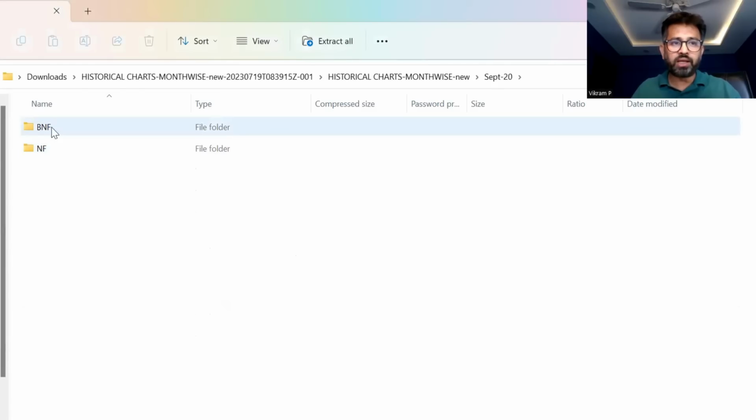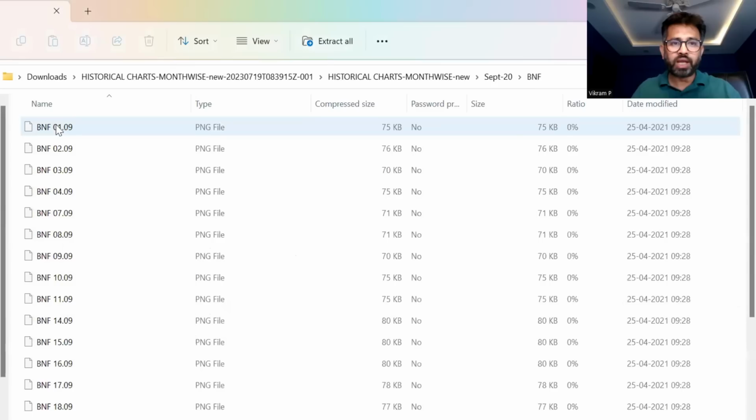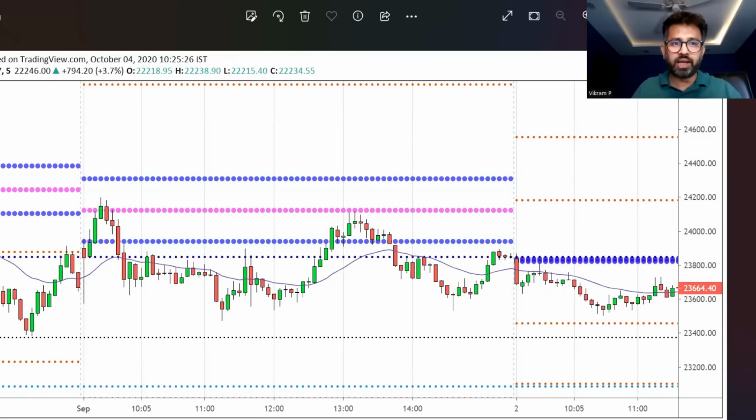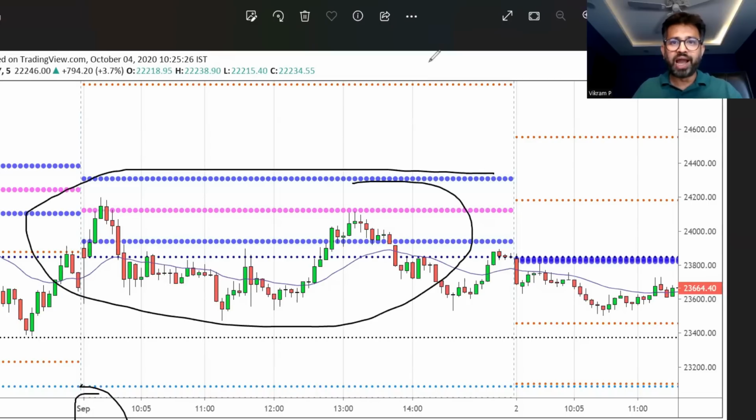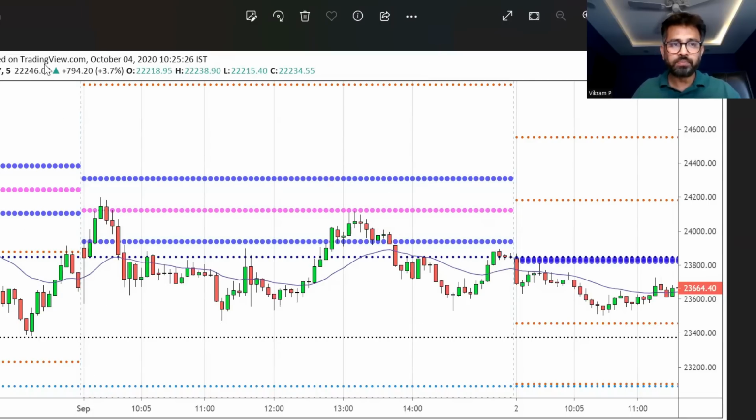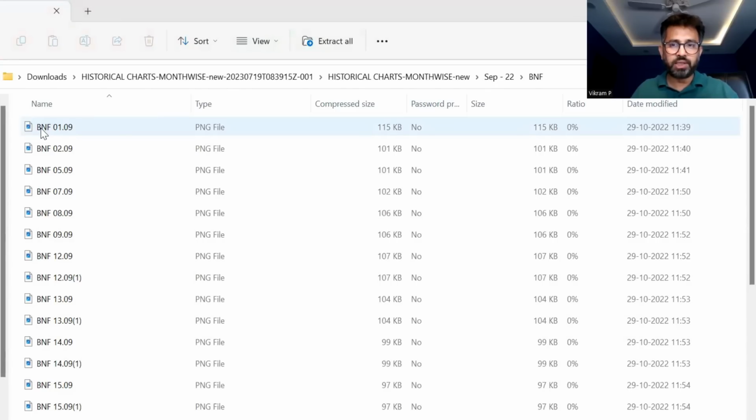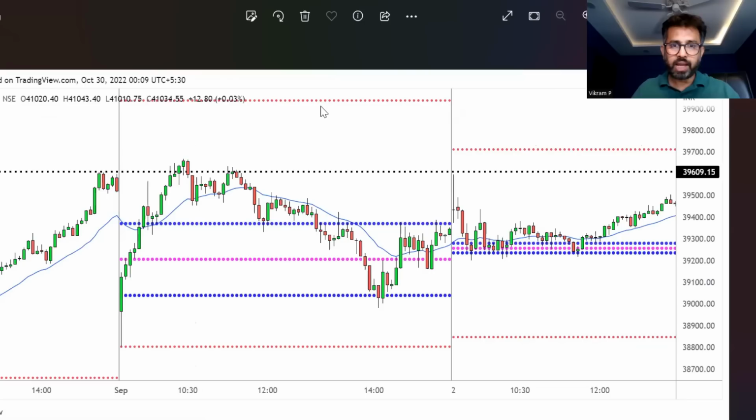You can see that I have Bank Nifty and Nifty. And when you open it, for example, this is a Bank Nifty chart. If I click this, you can see that the September 1st Bank Nifty chart opened. That is how I do the analysis on the historical charts. For example, this September 1st is the 2022 chart, and that is how I do the analysis on historical charts. That is why you need to have the data of all the old charts to do the backtesting. The more you do backtesting, the better for you.